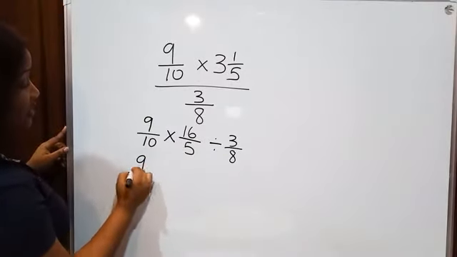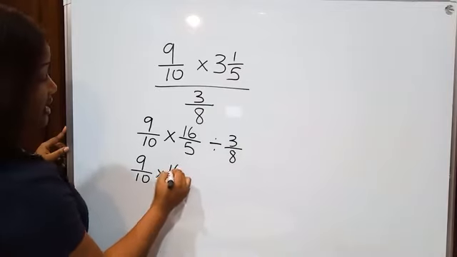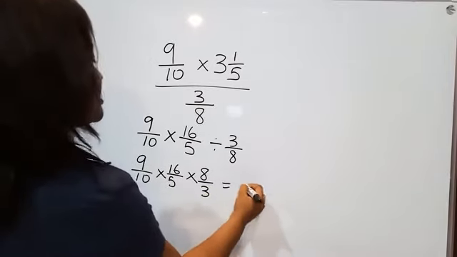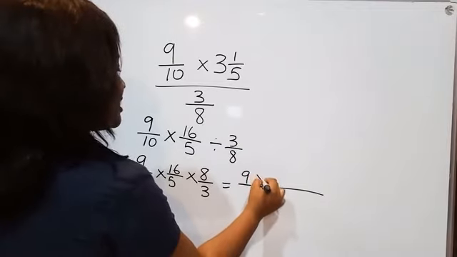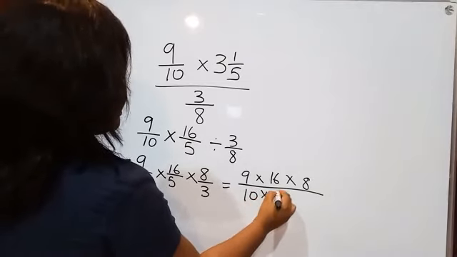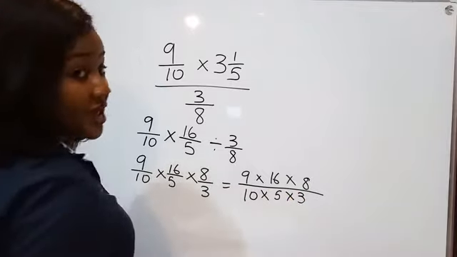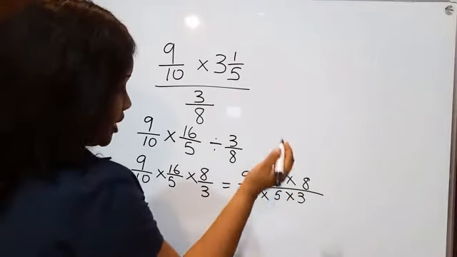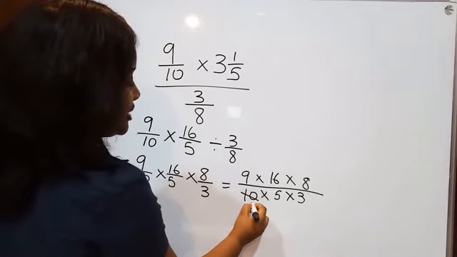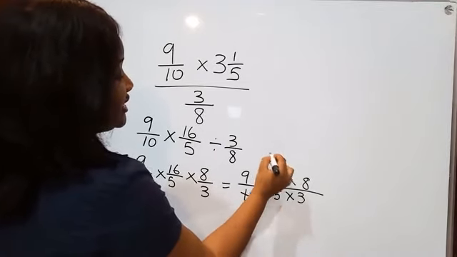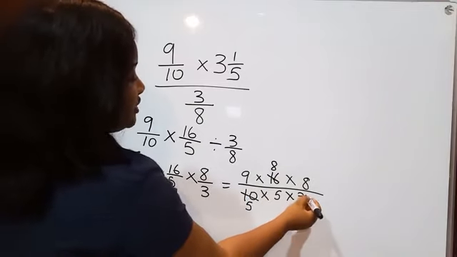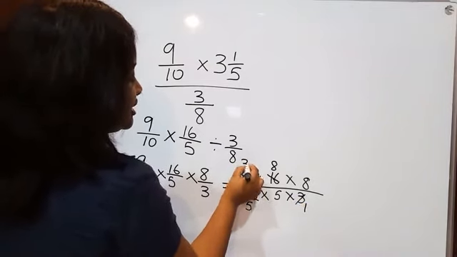So you have 9 over 10 times 16 over 5 times 8 over 3, which gives us 9 times 16 times 8 over 10 times 5 times 3. Now let's look for common factors. We have here 10 and 16 having a common factor of 2. You have 10 divided by 2, 5, and you have 16 divided by 2, 8. Another common factor we can see is 3 and 9. So you have 3 divided by 3, 1, 9 divided by 3, 3.